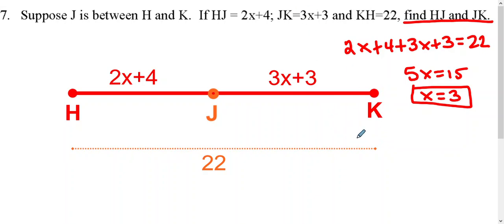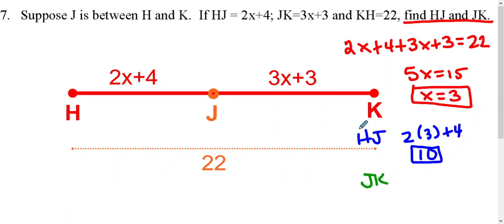So let's try HJ first. HJ is 2x plus 4, so we would do 2 times 3 plus 4, which would give us 6 plus 4, which is 10. And then we would be looking for JK, which is 3x plus 3. So we would do 3 times 3 plus 3, which would be 9 plus 3 is 12. So those would be our actual answers, not what x equals, because that's not what we were asked.